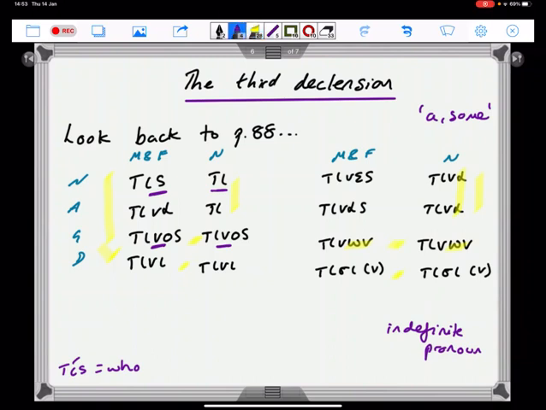Tissy is a bit weird. What you've got here is tintsy. But NS is not a normal Greek combination of sounds, so the nu drops out. And you end up with tissi and an optional nu on the end, tissin, tissi. Both of those are acceptable. That's your basic third declension paradigm. You're going to need that to make sense of participles.